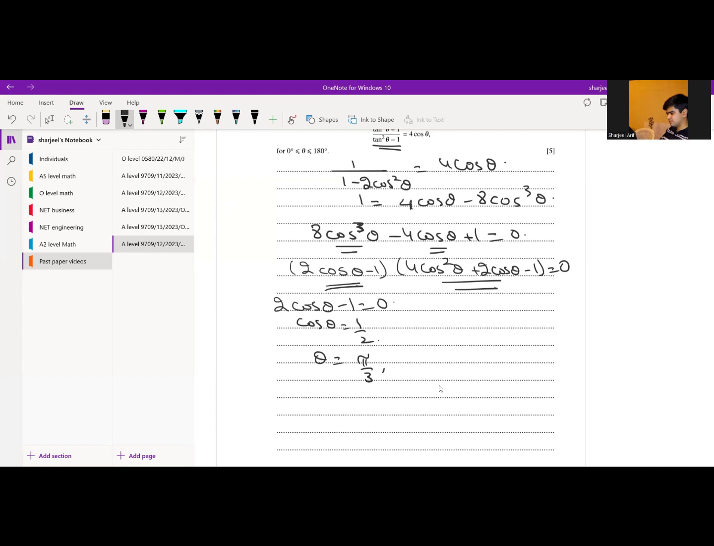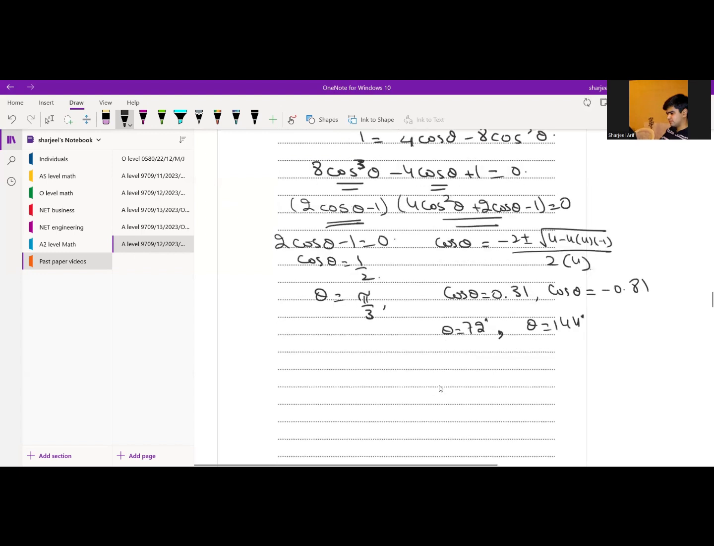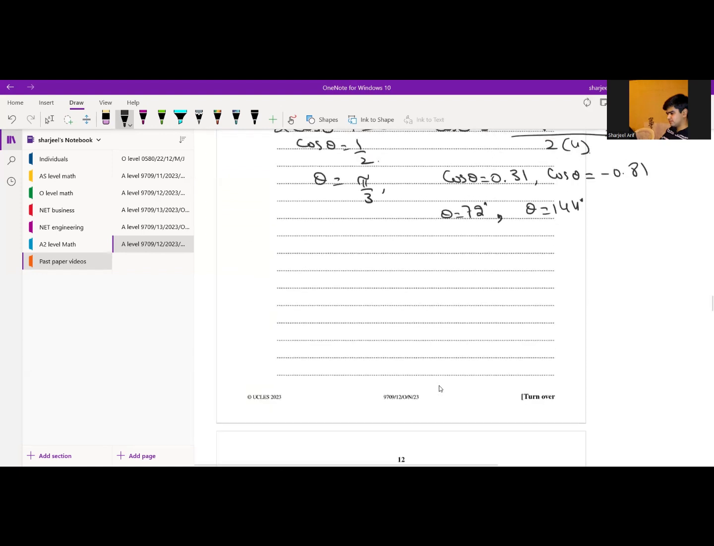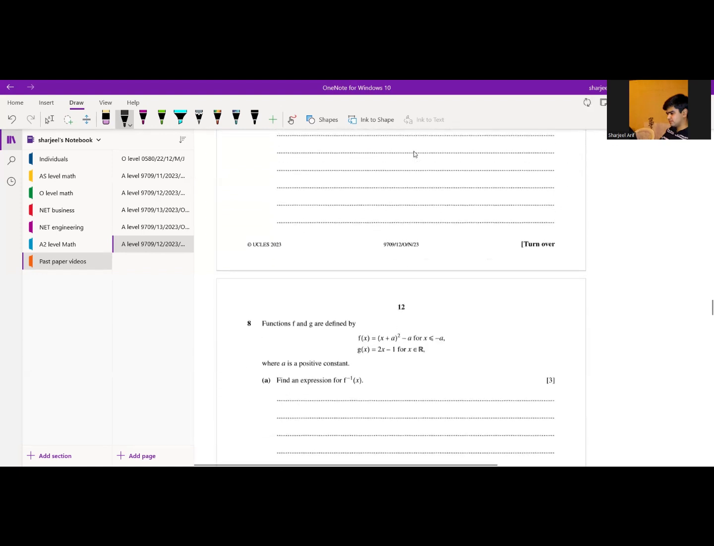And the second part, you can apply the quadratic formula. This will be minus 2 plus minus the square root of 4 minus 4 into minus 1, over 2 into 4. So cos theta will be equal to 0.31 and cos theta equal to minus 0.81. So theta will be equal to 72 degrees, or theta will be equal to 144 degrees. That will be our answers. We can write it as 60 degrees as well.